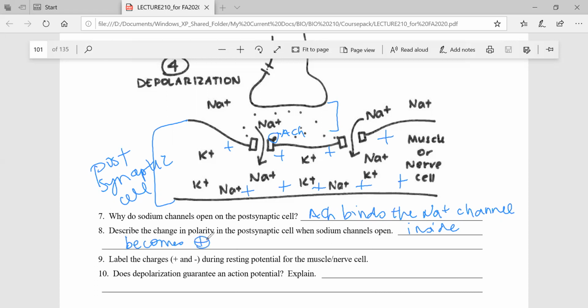Label the charges for number nine. Well, we've got the positives. Let's go ahead and label the negatives. Okay, and of course, number 10, does depolarization, which is what we're watching happen here, guarantee an action potential? Well, there's a critical number we must meet, and it's negative 55 millivolts. That is known as threshold. If you reach threshold, then you can, of course, proceed in forming a full-blown action potential. If you don't reach threshold, nothing happens. Do you know the name of this principle? It's called the all or none. So either yes, you hit negative 55 and you're going for an action potential, or no, you don't and nothing happens.